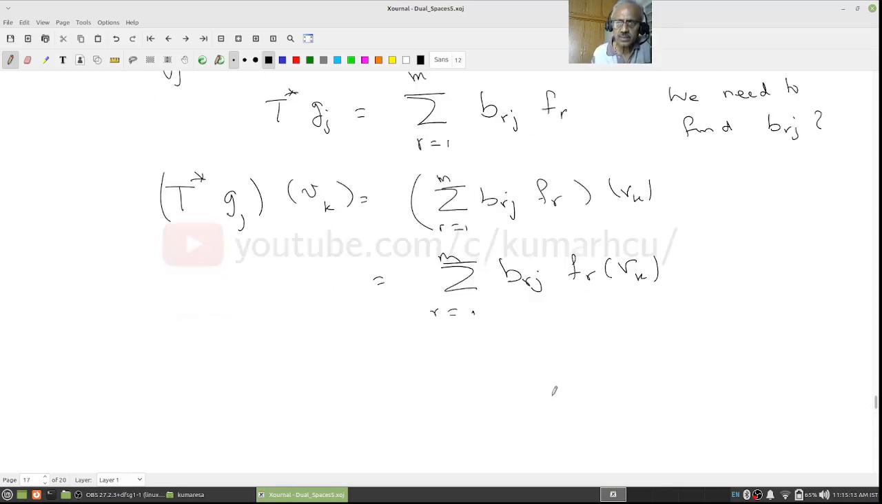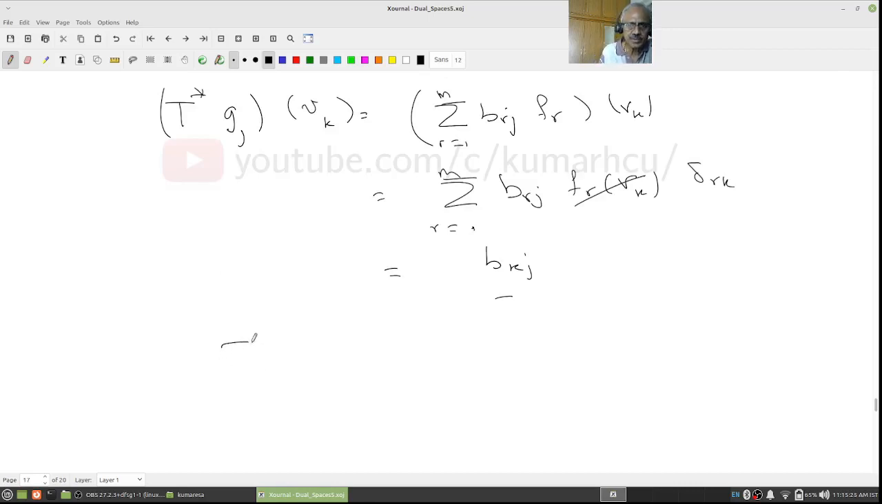This is delta rk. Therefore the only surviving term will be when r equals k. In that case it is Bkj. So what you have found is T star of Gj acting on Vk is Bkj.